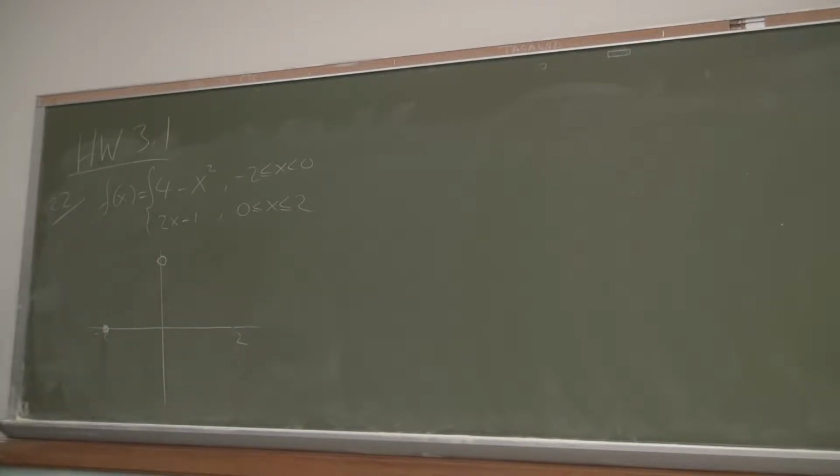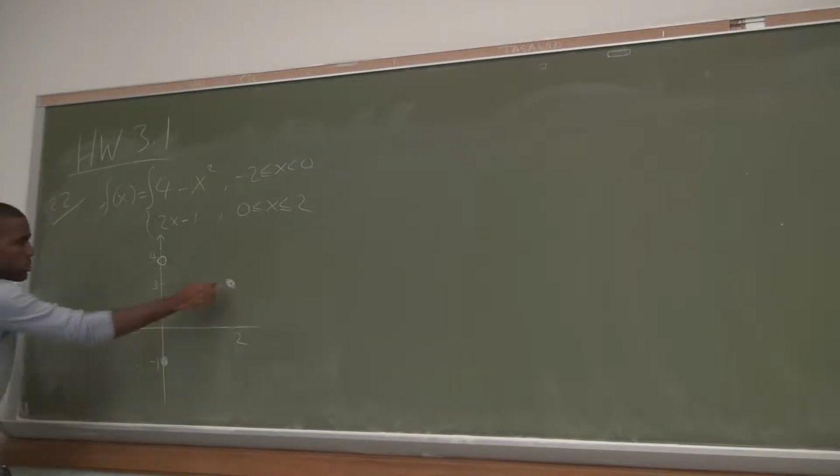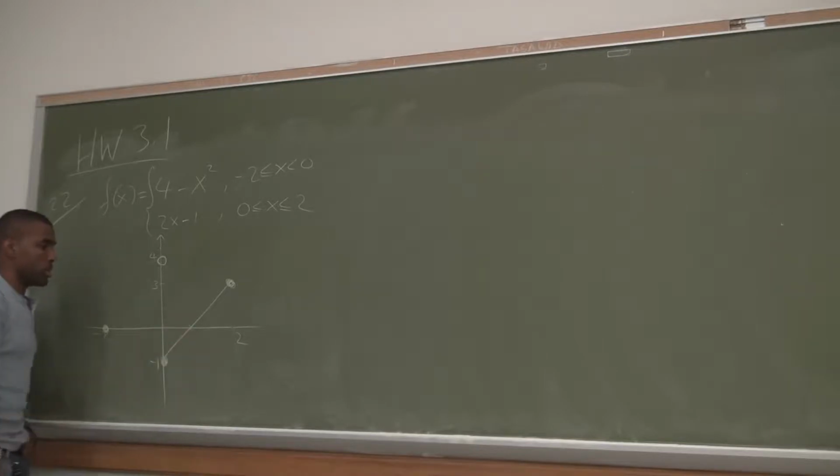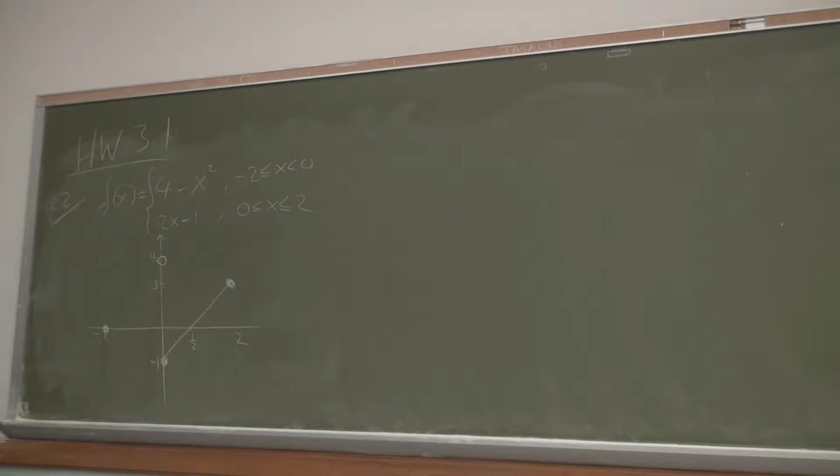And now we go to 2x minus 1. When x is 0, this gives you -1. So this guy starts here. And when x is 2, this gives you 3. So this went up to 4, 3 is just below it. And so this is here. What's this intercept here? 1/2. Right? When x equals 1/2, that is equal to 0. Okay, so that's our picture.